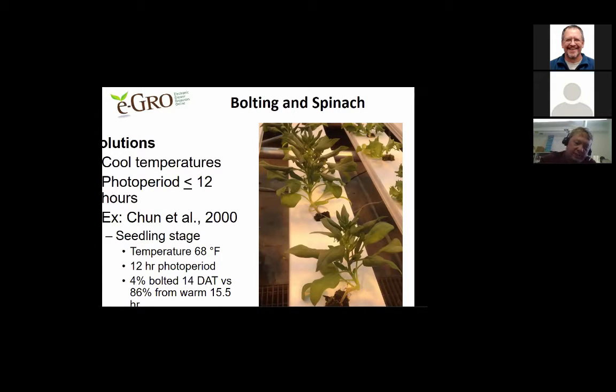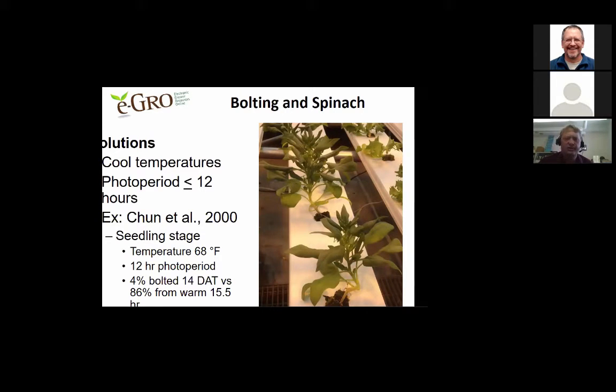And then those were transplanted into a field under summer type conditions in Japan. And they went back and looked at the plants 14 days later, and they found that seedlings grown under that cool temperature regime with the short photoperiod, only 4% of them had bolted, versus they had a control, which was the typical seedling production method, where those plants had received 15.5-hour photoperiod, as well as warm ambient air temperatures.